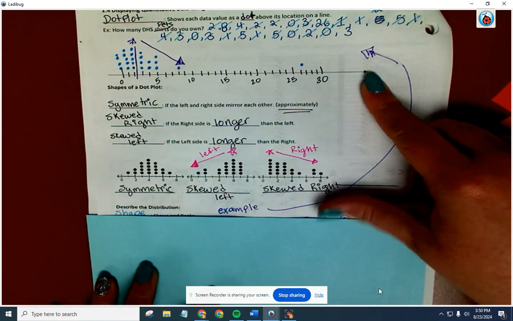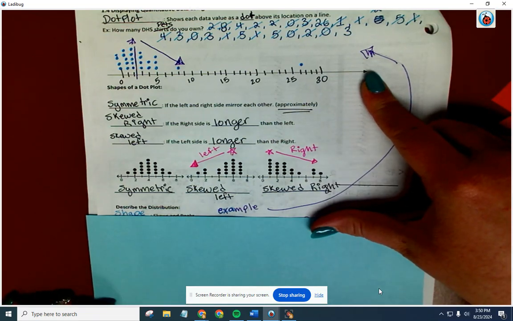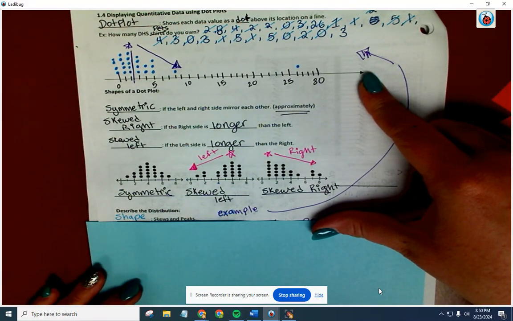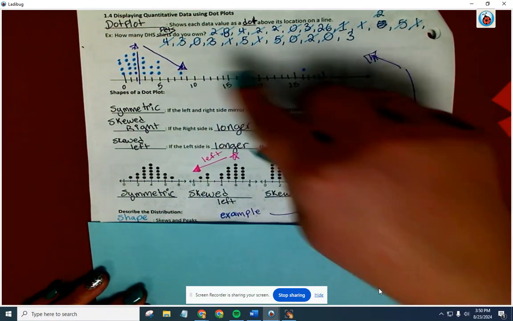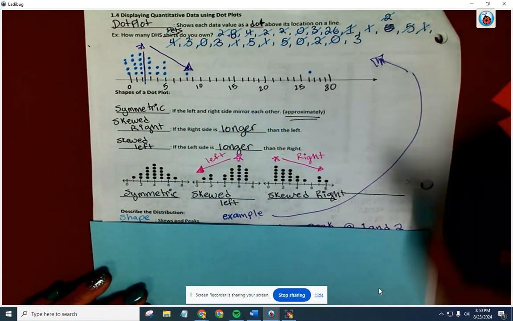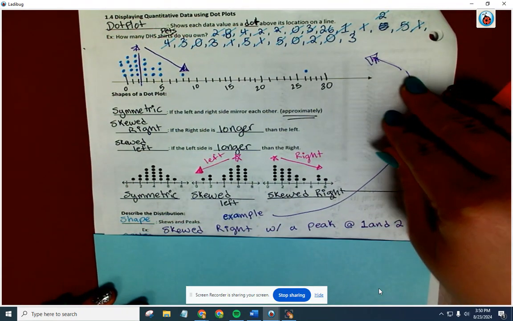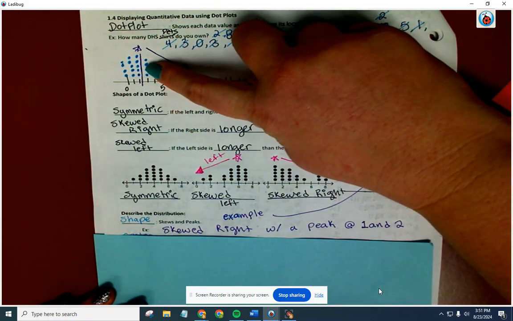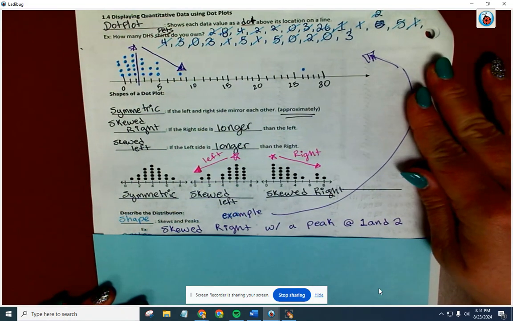There are four different things that we talk about when we describe the distribution. The first thing that we use is shape. Shape is the skews and peaks. If we look at this, most of the data is over here and then it kind of ventures off to the right. So we would say that it is skewed right and it has a peak at 1 and 2 because 1 and 2 have the same amount of people.